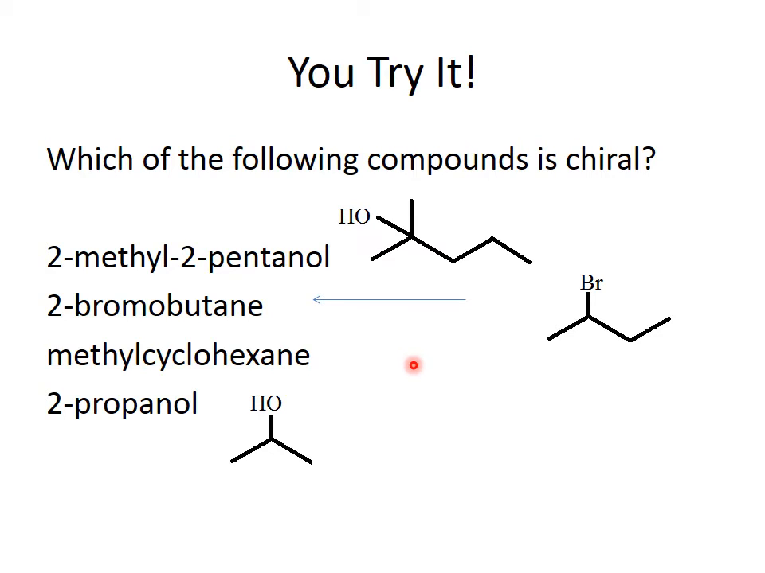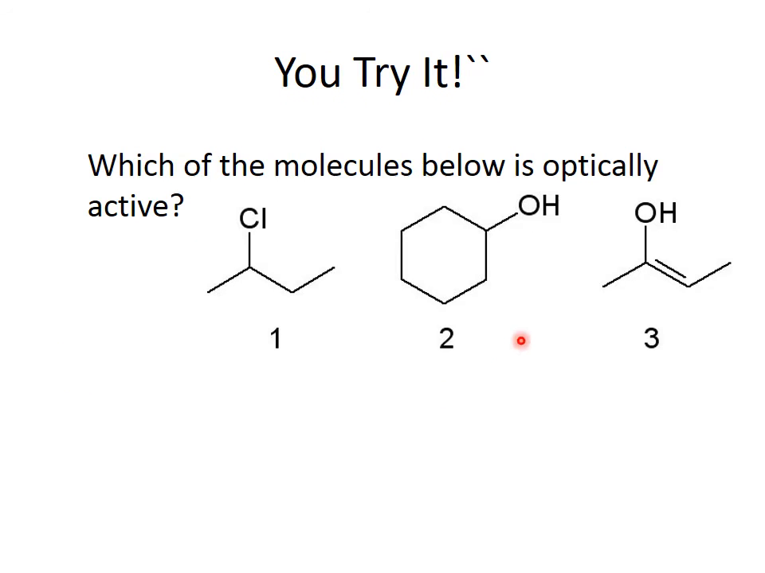Methyl cyclohexane has symmetry because one side of the cyclohexane ring is the same as the other side of the cyclohexane ring, and so this is not chiral. 2-propanol has a methyl group and a methyl group and a hydrogen. The methyls are the same, so it's not a chiral compound.